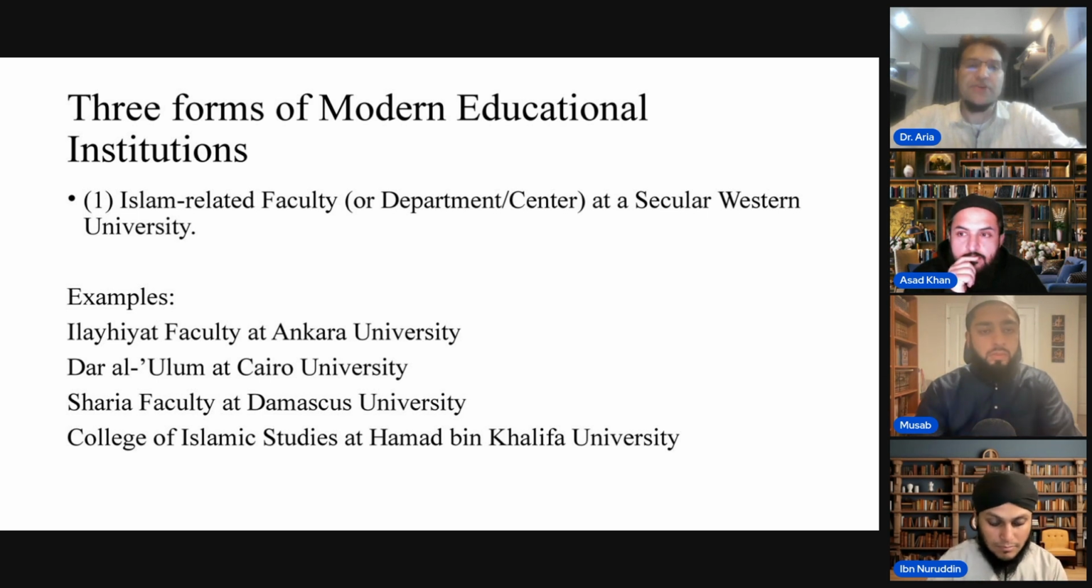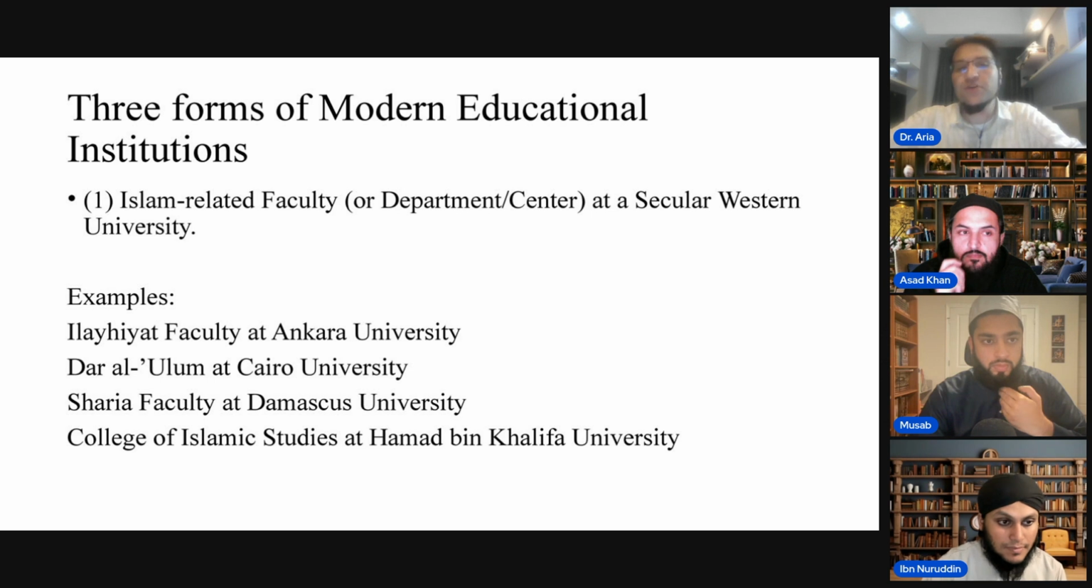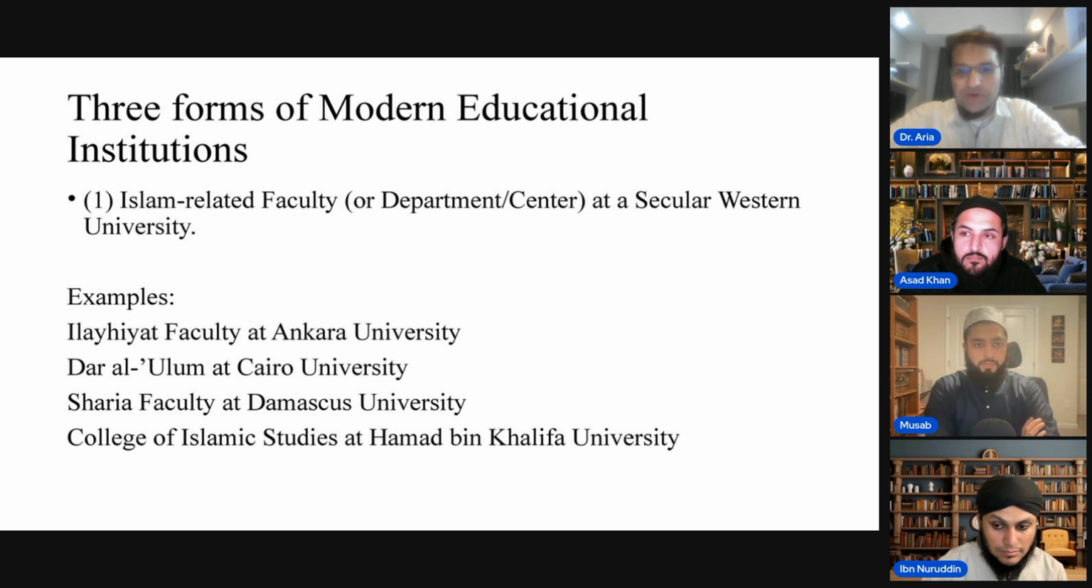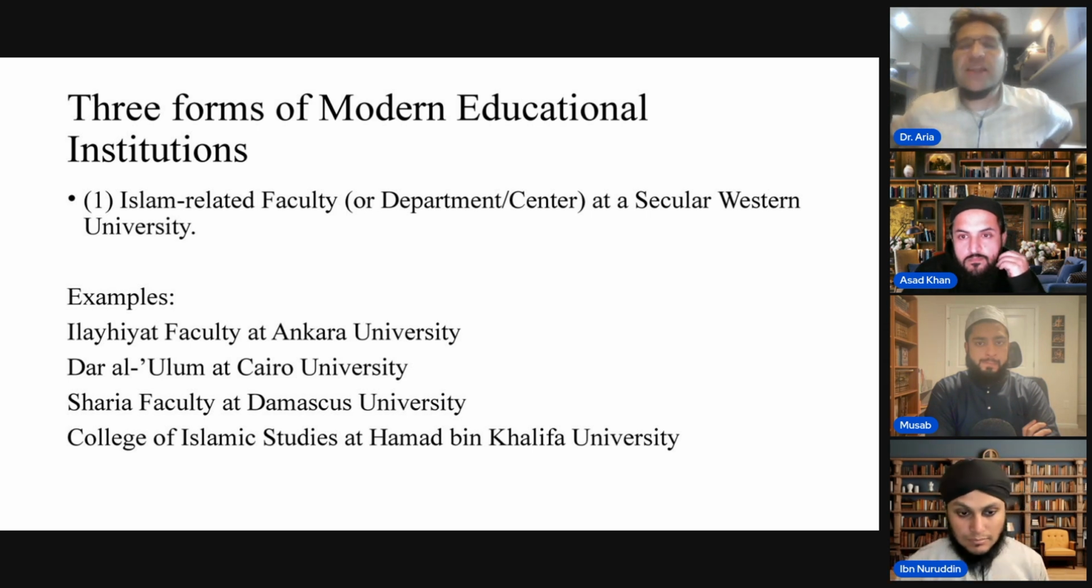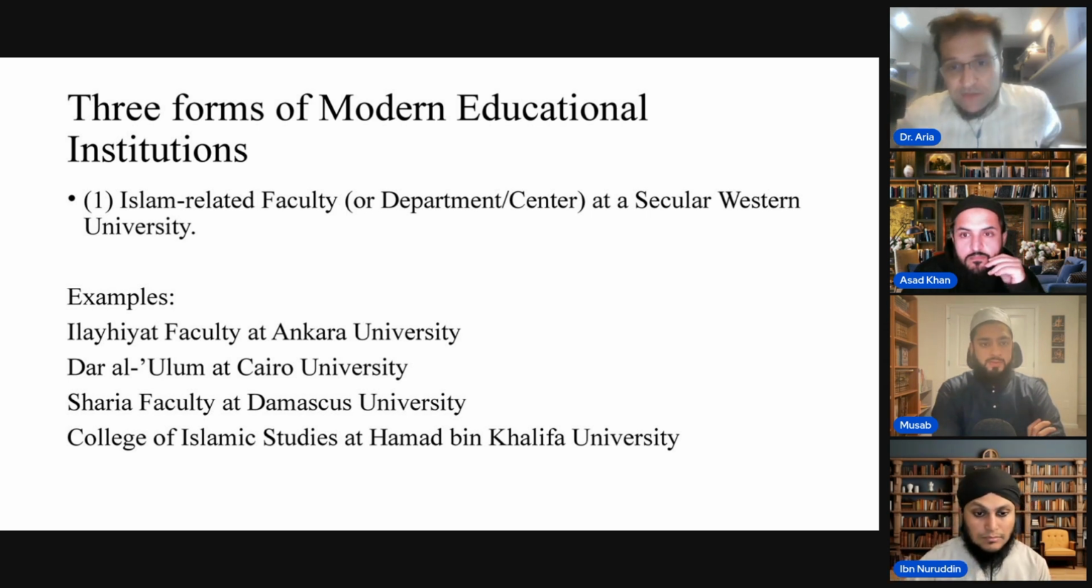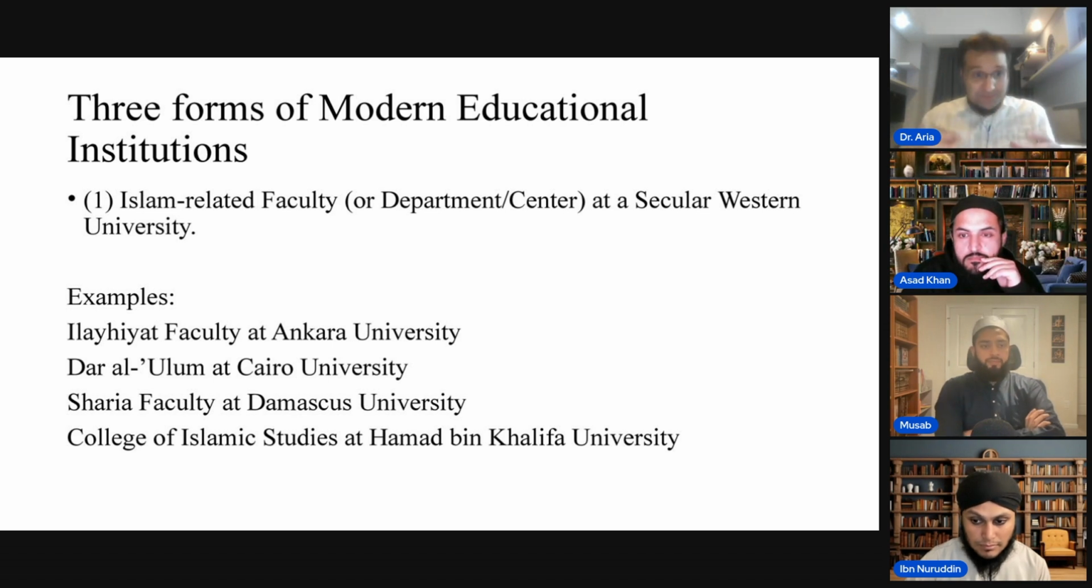Now, when we talk about modern Islamic educational institutions today, they come in three forms. The first is an Islam-related faculty, kulliya, or in certain cases, a department, a qism, which is part of a Western university, a secular Western university, usually established by the governments. When we talk about universities as opposed to madrasas, universities are giant institutions that require a lot of money. The only people with that money usually are government. So there's a lot more government involvement.